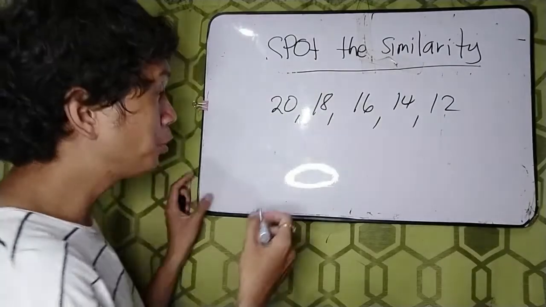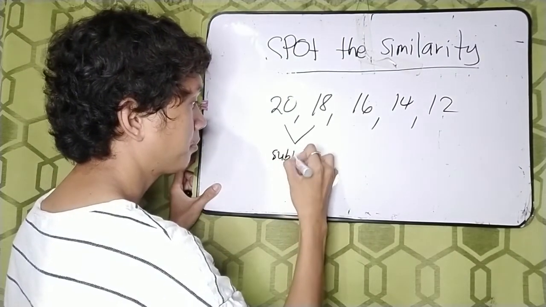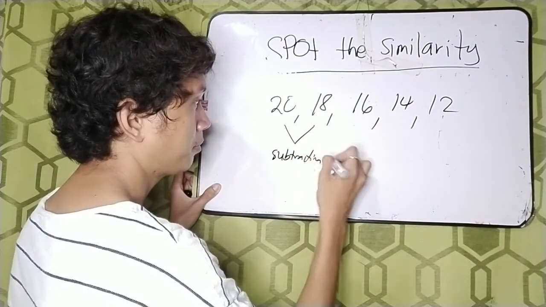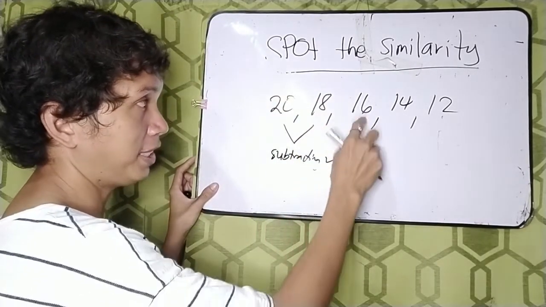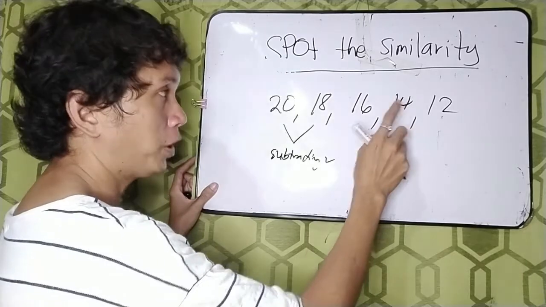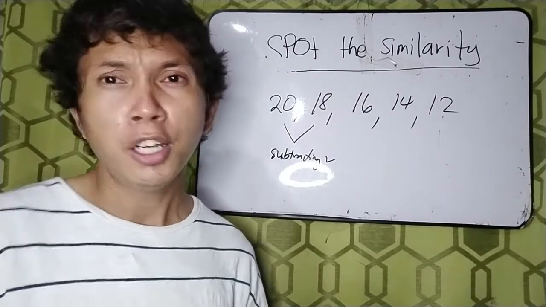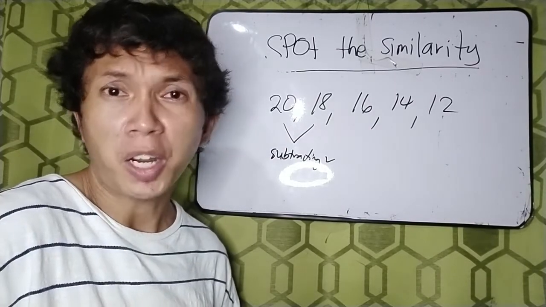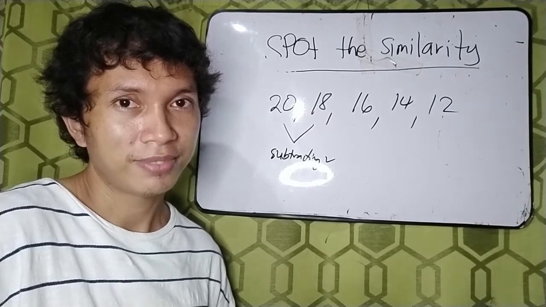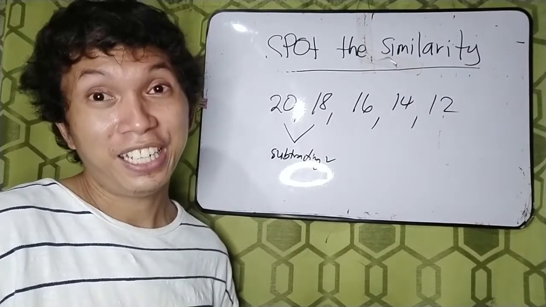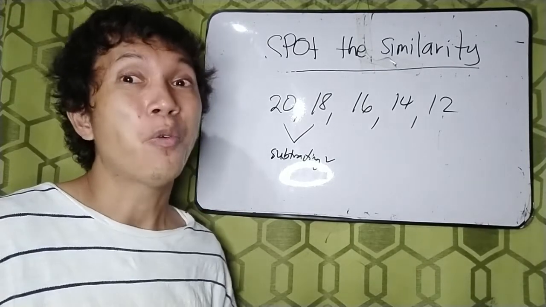Okay, so our rule here is by subtracting 2. So 20 minus 2 is 18. 18 minus 2 is 16. 16 minus 2 is 14. 14 minus 2 is 12. And since it is subtracting, do you think it is arithmetic or not? Still, this is an arithmetic sequence.